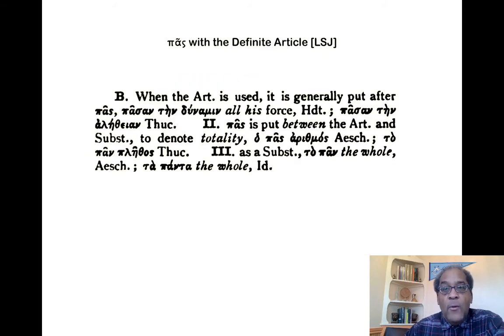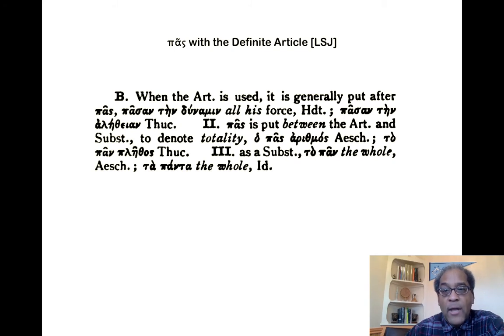Okay, so a little more curveball for pas. Pas, when it is accompanied by the definite article in Attic and such, when the article is used, it is generally put after pas. So pasan tain dunamen, all his force. Or pasan tain aletean, all the entire truth. Pas is put between the article and substantive to denote totality.